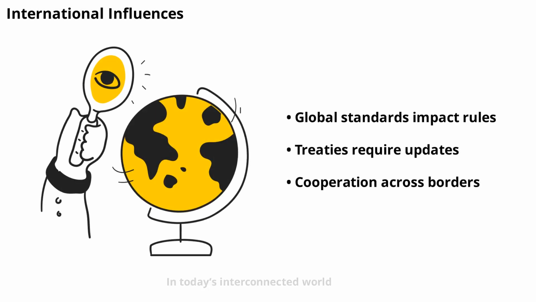In today's interconnected world, international agreements and organizations often influence national rule updates. Treaties, trade agreements, and global standards can require countries to change their laws. This helps ensure consistency and cooperation across borders, especially in areas like environmental protection, trade, and human rights.